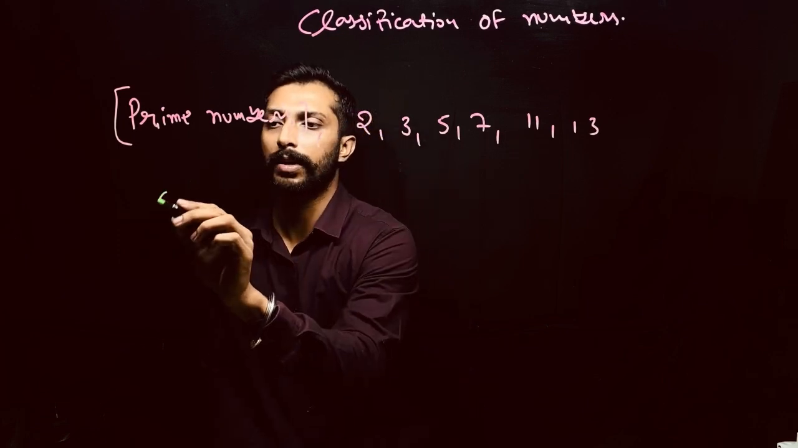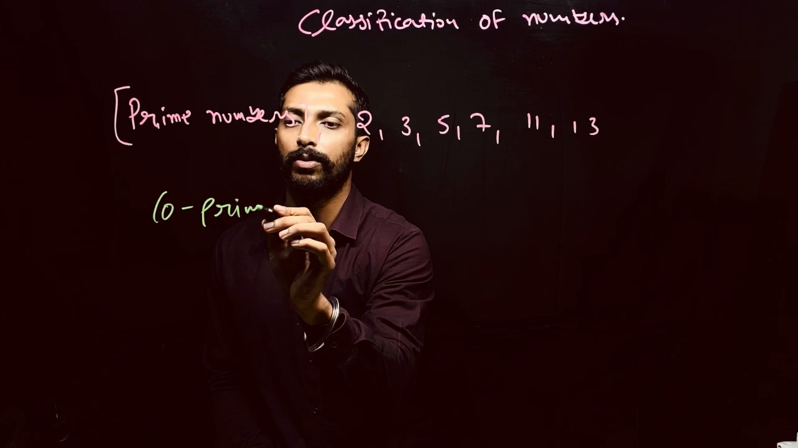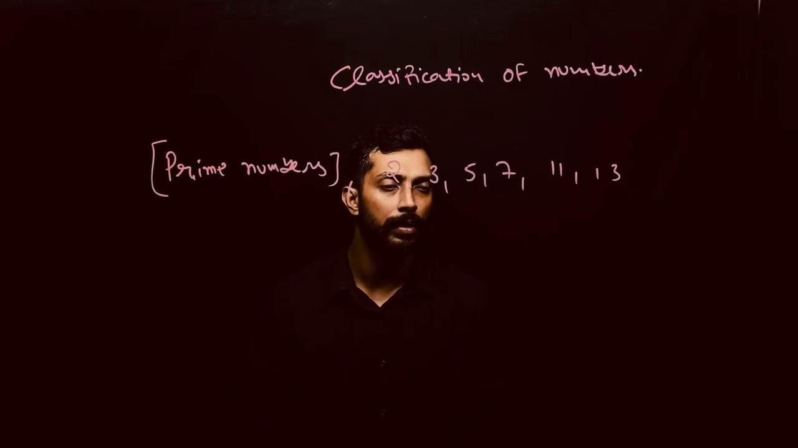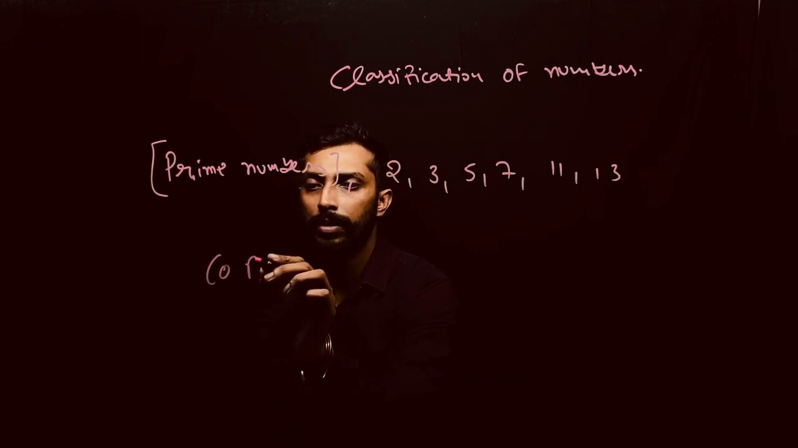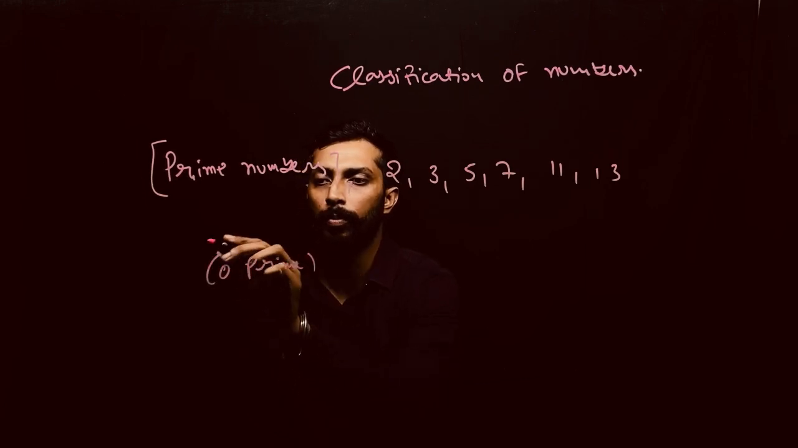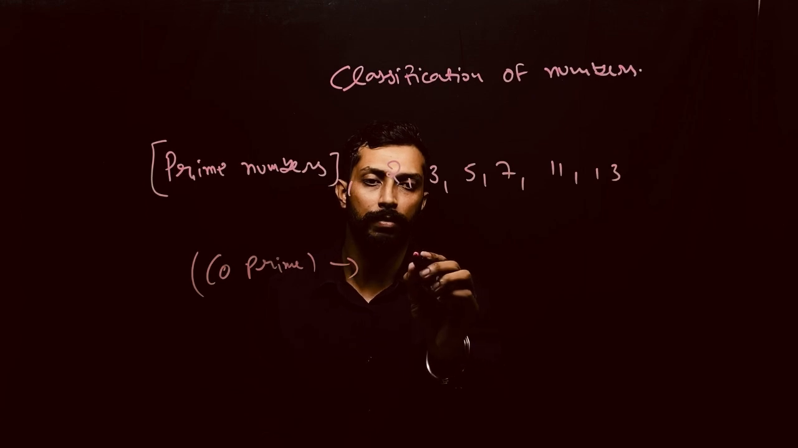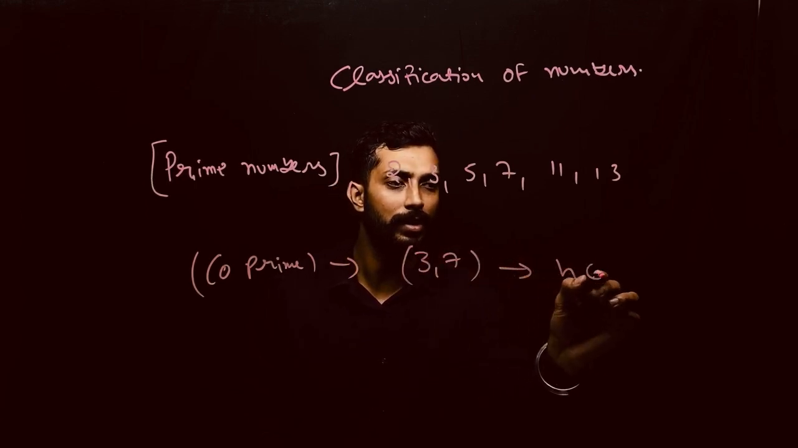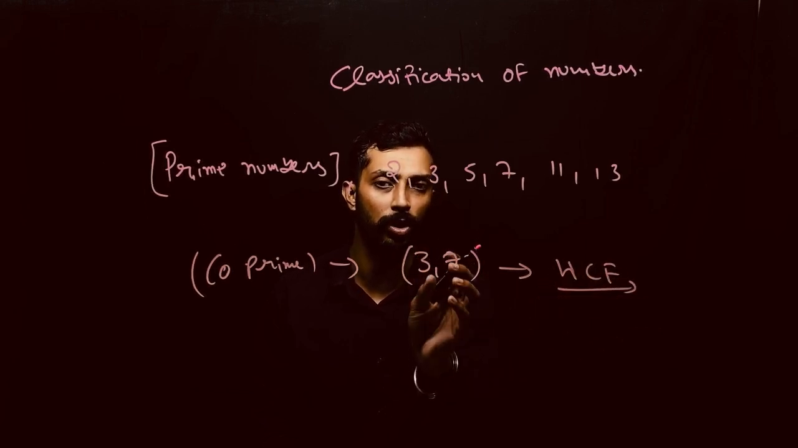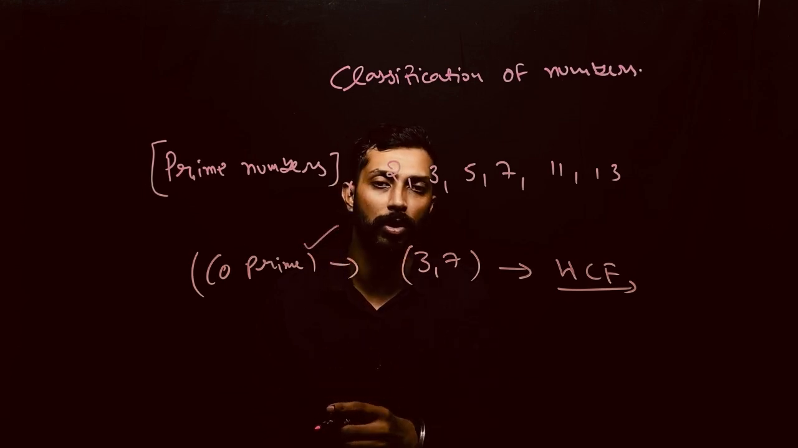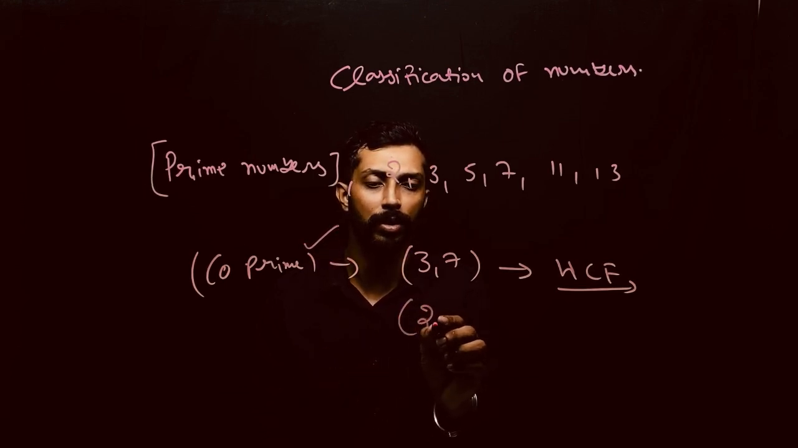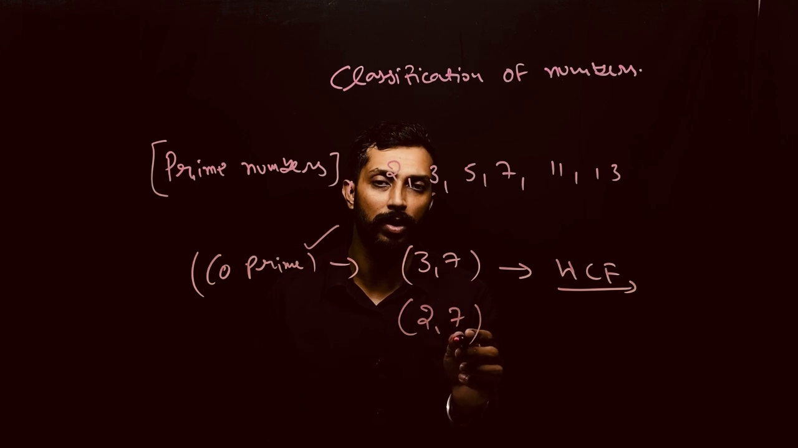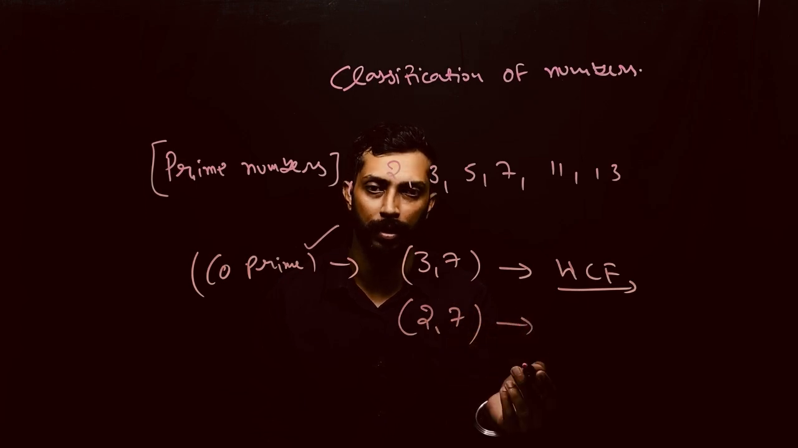Let us say another term is there, that is co-prime. We'll discuss what we call co-primes, or a co-prime pair. So if I write 3 and 7, I can say the HCF of these two numbers is 1. Nothing is common, so they can be called co-prime. Another example, 2 and 7. These two have nothing common, so this is a co-prime pair.